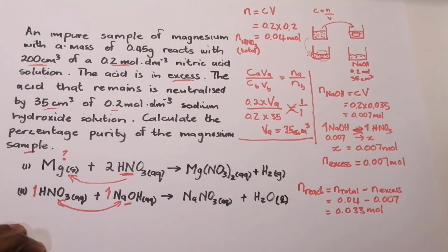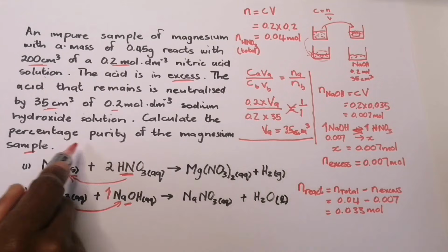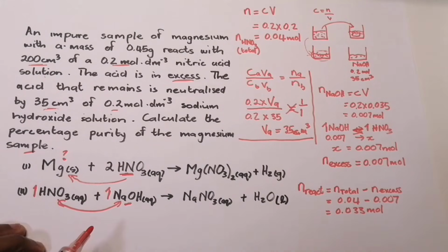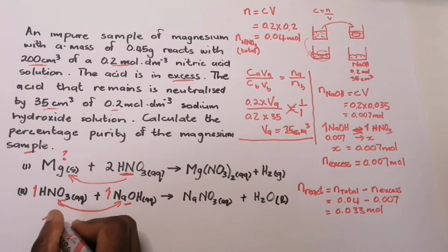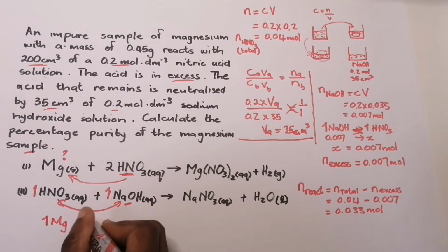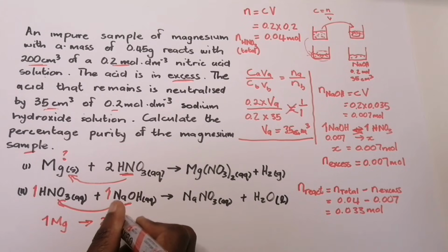I'm sure you can see this by now, ladies and gents. Can I now determine the amount of magnesium that reacted? Absolutely. I've got the number of moles of the acid, so I can now determine the number of moles of magnesium. Please, if you don't mind, I'm just going to write it over here. For every 1 mole of magnesium, I actually use 2 moles of nitric acid. I keep writing it wrong there.